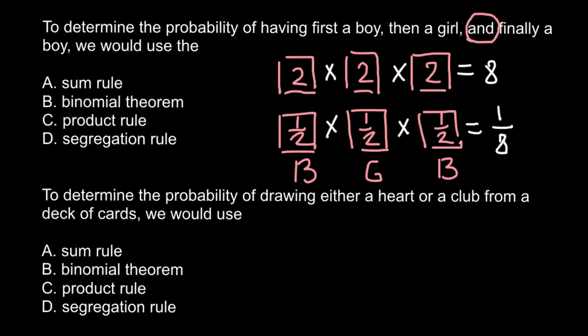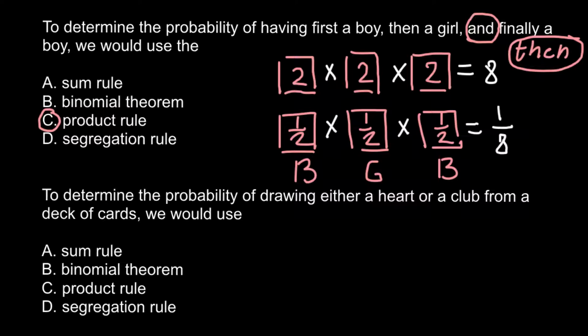If we can connect different events, for example, what is the probability that the first child would be a boy and the second child would be a girl and the third child would be a boy? If we can connect independent events with the word and, then we have to use the product rule, and this is answer C. The second variant of the word would be the word then. So take a look here. What is the probability that the first child would be a boy, then a girl, and then once again a boy? So and or then. Then we are going to use the product rule.